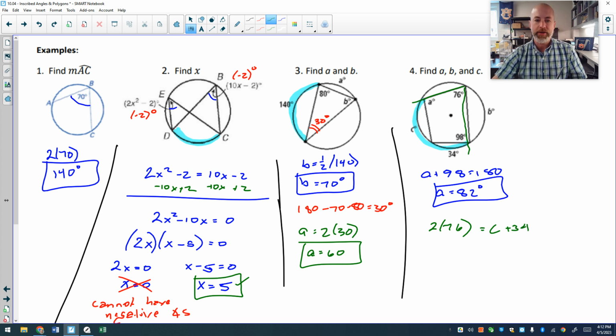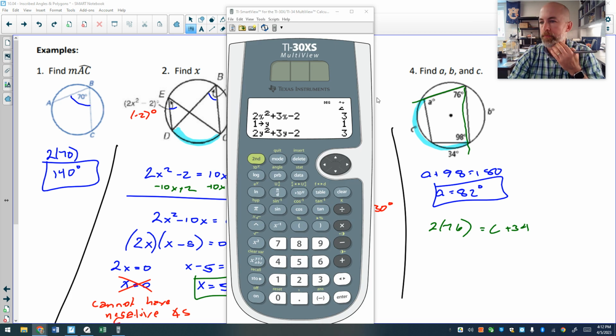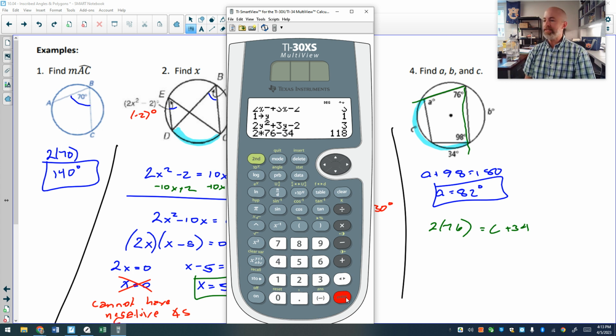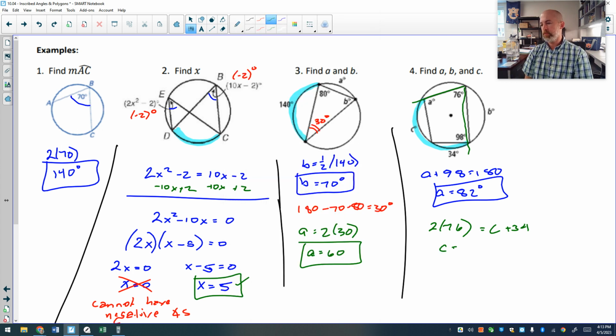And so we can go to a calculator and punch that in. All right, so now I'm going to solve this, and C is going to be 2 times the 76, and I'll go ahead and subtract that 34, and I get 118 for C. So C is 118. And for B, I'm trying to see if there's a nicer way to do B.